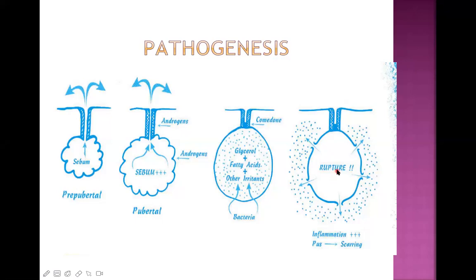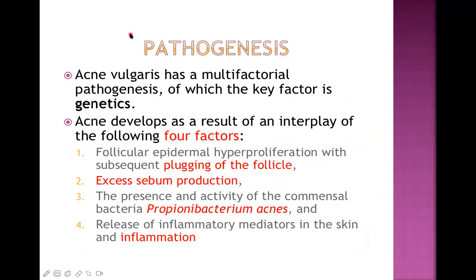This rupture is a very critical stage here, because this inflammatory substance will spread in the nearby area, and suddenly a large area is involved. It will form a big cyst, pus formation, and even scar formation. So this is a severe form of acne. So these are the different stages. Now with this information, let's go to the description once again.